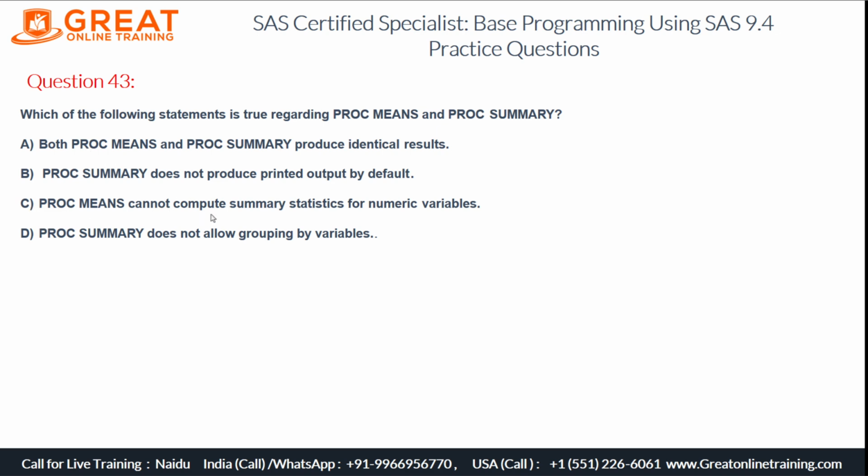The next option is PROC MEANS cannot compute summary statistics for numeric variables. As I said before, PROC MEANS by default gives the summary statistics for numeric variables, but here it is given as cannot compute, so the option is wrong. PROC SUMMARY does not allow grouped-by variables. No, this option is wrong because we can group the variables by writing the BY or the CLASS statement. So grouping variables is allowed in PROC SUMMARY and also in PROC MEANS. So the last two options are wrong.